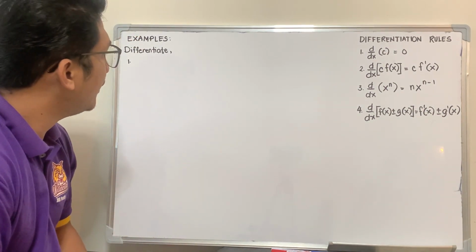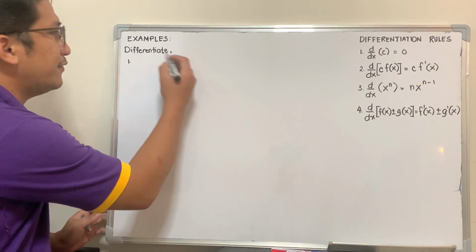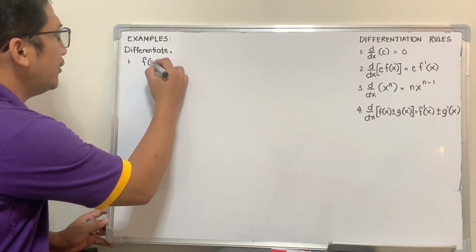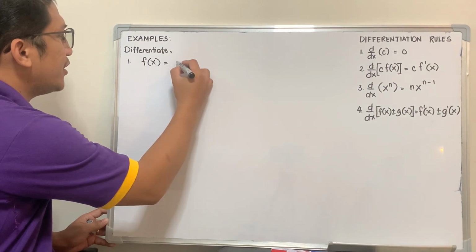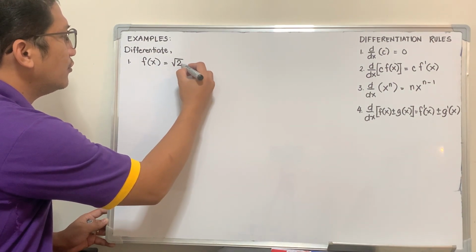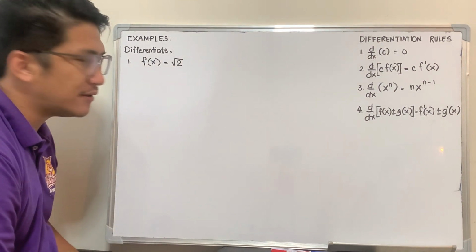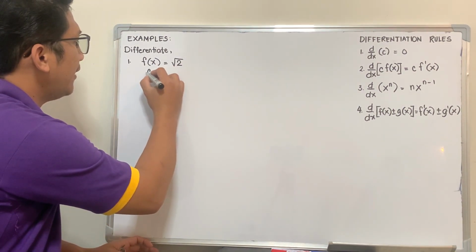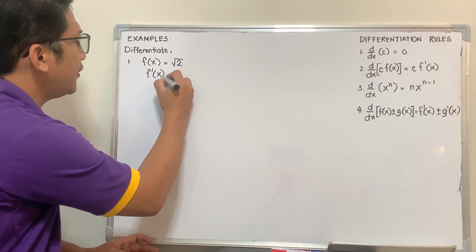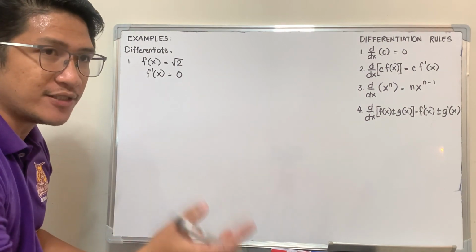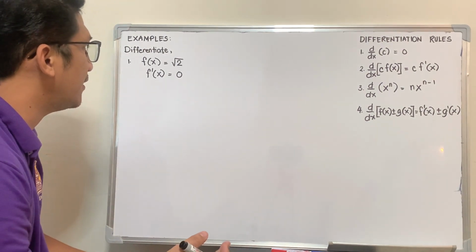So we have a few examples here. Example, if you want to differentiate, let's say, the function which is square root of 2. Okay? So don't confuse yourself, square root of 2 is a constant. So what that means is its derivative, the f prime of x for this one, is always 0. So again, any constant term always has 0 as the derivative.